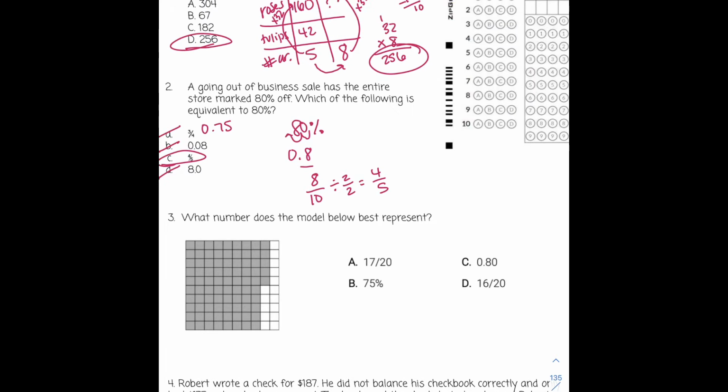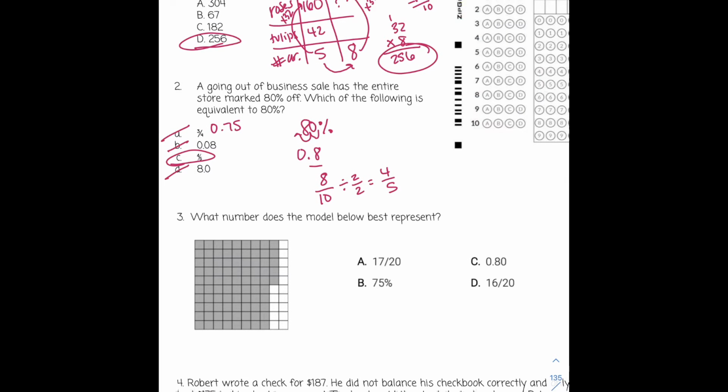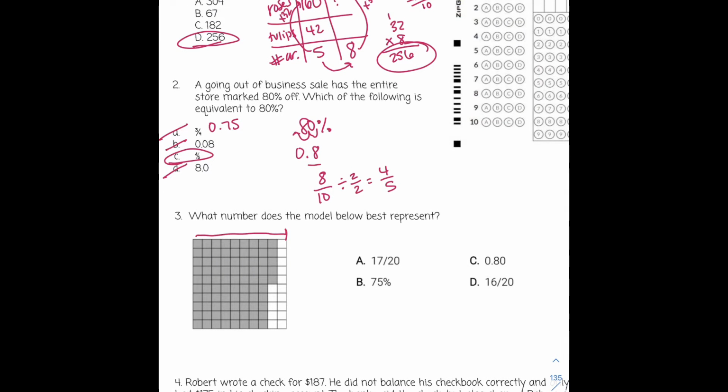3, what number does the model best represent? Okay, this is a hundreds grid. You can count them as well. You have 10 by 10. That means we have 1, 2, 3, 4, 5, 6, 7, 8 complete rows, and then 1, 2, 3, 4, 5. So there are 85 squares colored.